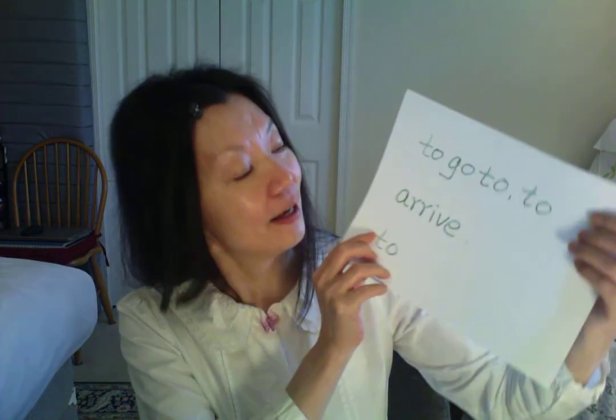To go to, to arrive, or just to go to, or to arrive, or just only to, in Chinese we say 到. To go to, to arrive, or only say to, 到. 到 the next... office, in Chinese, 办公室. Yeah, one more time. 办公室, office.